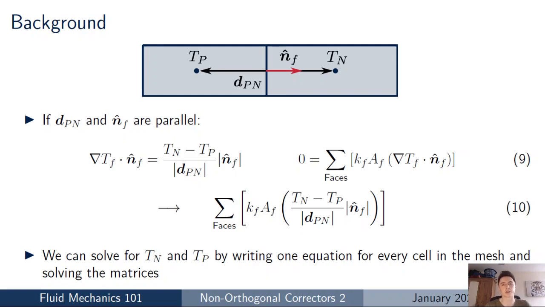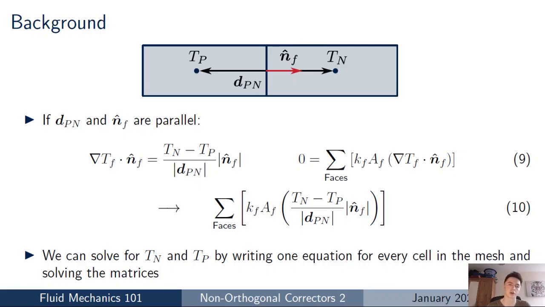So the first case we're going to think about is if the unit normal vector, n with subscript f, is parallel with the vector between the cell centroids, Tp and Tn. If we drew a line between those centroids, that vector would be dPn, to say that it's between centroid P and centroid N. If those two vectors are aligned, then it's very straightforward to work out this dot product. And I've got that for you there at the start of equation 9.